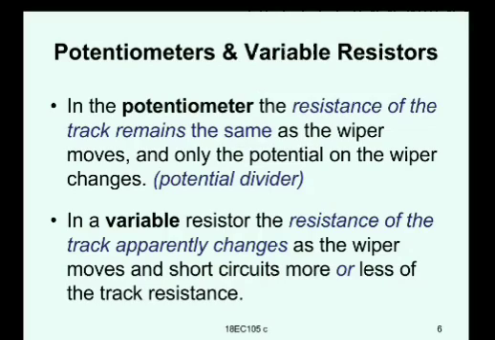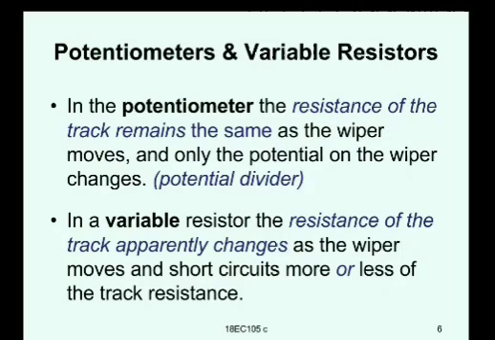Potentiometers and variable resistors. In the potentiometer, the resistance of the track remains the same. So the resistance is not going to vary because that is designed. It remains the same even as the wiper is moving across the full length of the track, and only the potential that is available on the wiper keeps on changing.